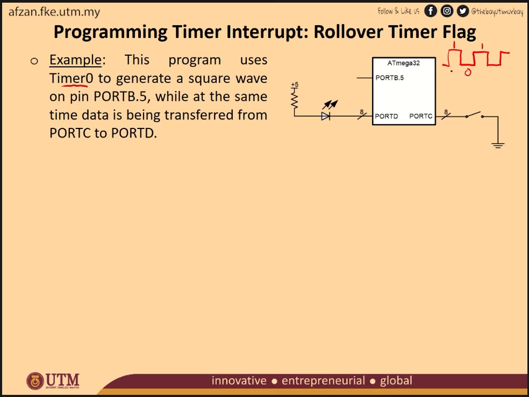So here, in order to produce this square wave, you need to know the delay, or what we call the time signal, for the logic 1 and the time signal for the logic 0. So in this case, port B produces what we call a square wave, while port C and port D, the data is being transferred at the same time, depending on the switches. Anything that you press on this switch will be displayed on your LEDs. So how to write the program?